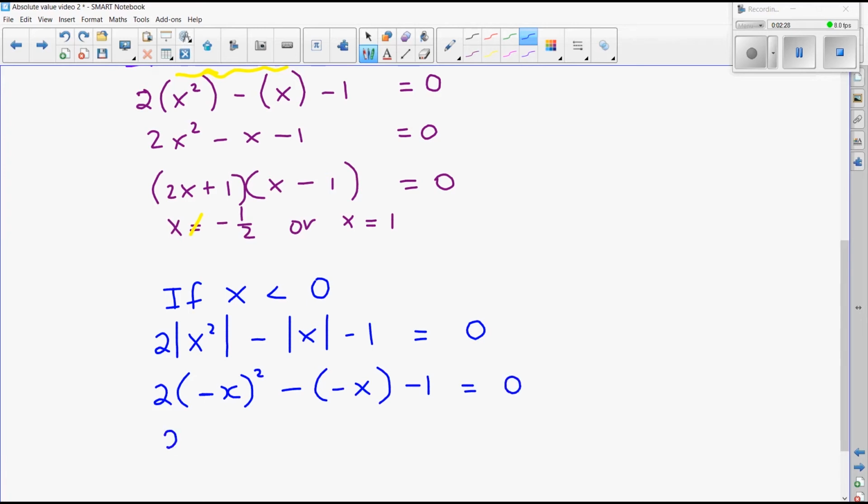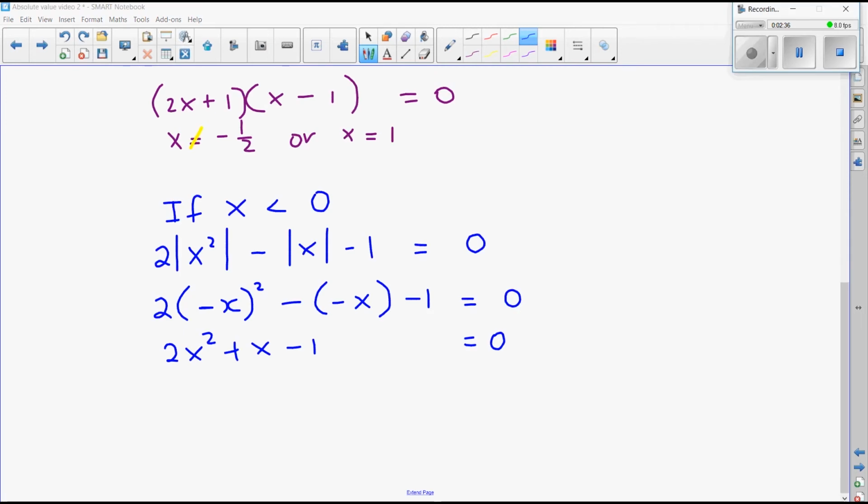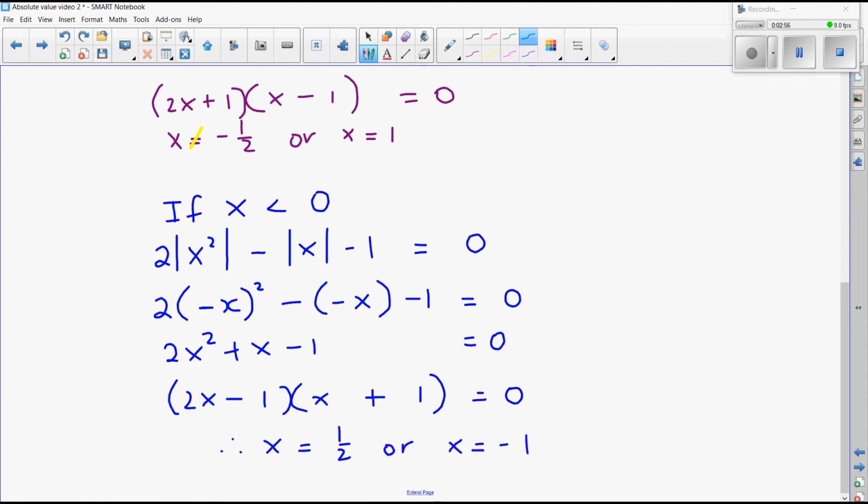So again, I have 2x squared plus x minus 1 equals 0, a trinomial which can be factorized. So the factors of 2x squared are going to be 2x and x. The factors of 1 are 1 and 1. My middle term is positive, so that will be plus and minus. Right, so my solution is x equals a half or x equals negative 1.